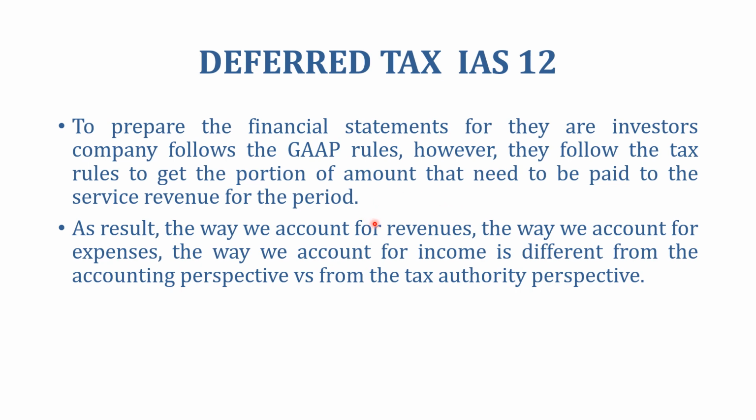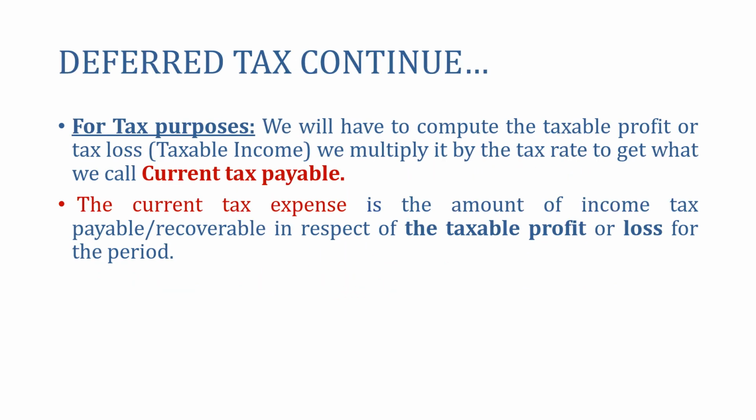As a result, the way we account for revenues, expenses, or income is different from the accounting perspective versus the tax authority perspective. From the tax perspective, for example, we have to compute what we call the taxable profit or tax loss, taxable income, and we multiply it by the tax rate to get what we call current tax payable.